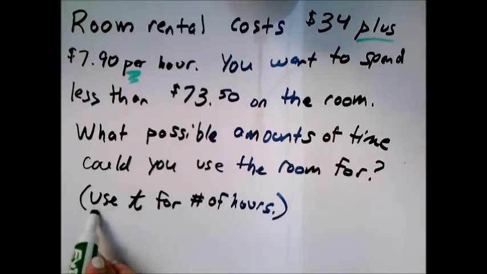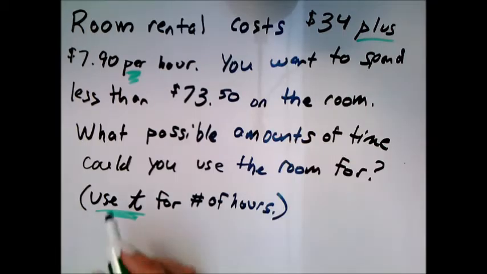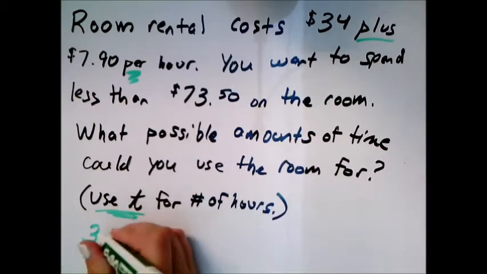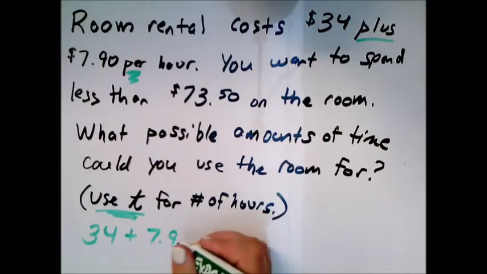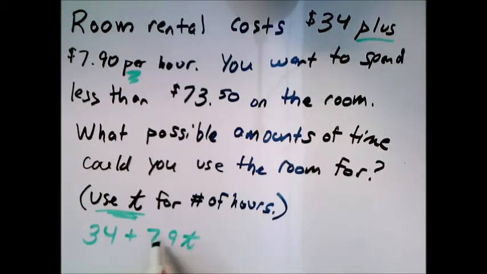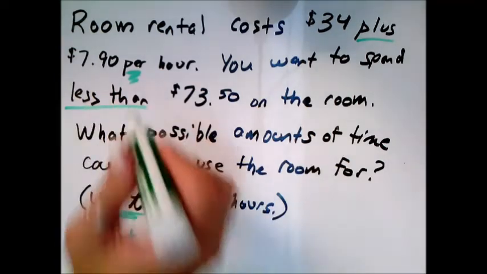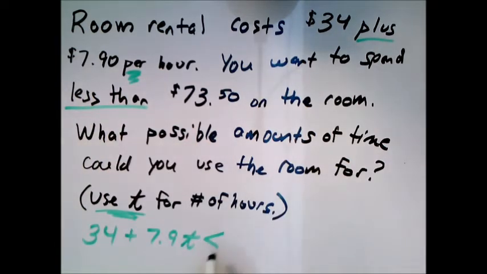And then down here they actually even tell us what letter they want us to use for the number of hours. So if I'm thinking, okay, my cost is $34 plus $7.90 per hour, and I'm using T for hours, so $7.90 times T or 7.9 times T, and then you want to spend less than, so strictly less than, you want it to open towards the $73.50 because you want your total to be smaller than $73.50.